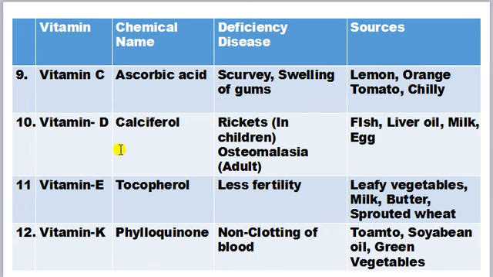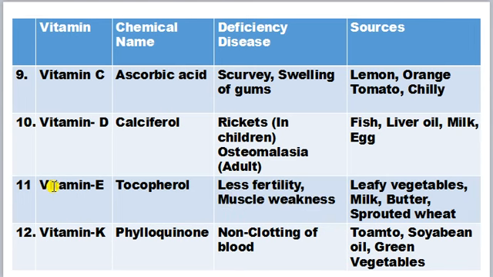Now the 10th one is vitamin D. Its chemical name is calciferol. Vitamin D deficiency has been associated with rickets, a disease in which the bone tissue doesn't properly mineralize, leading to soft bones and skeletal deformities. So vitamin D deficiency leads to rickets in children and osteomalacia in adults, and its sources are fish liver oil, milk, egg, etc.